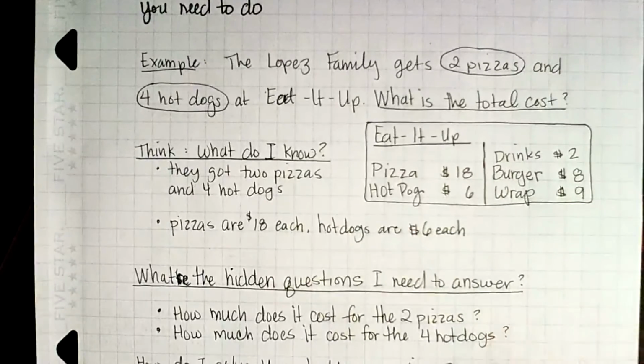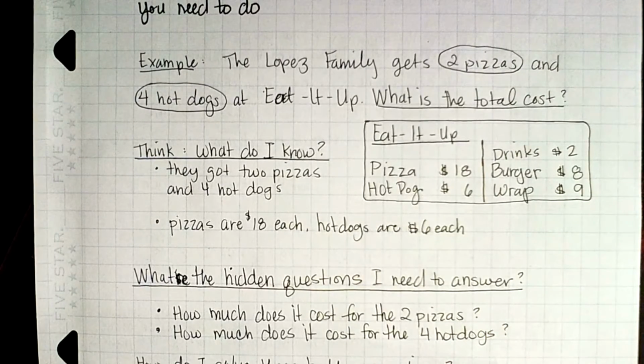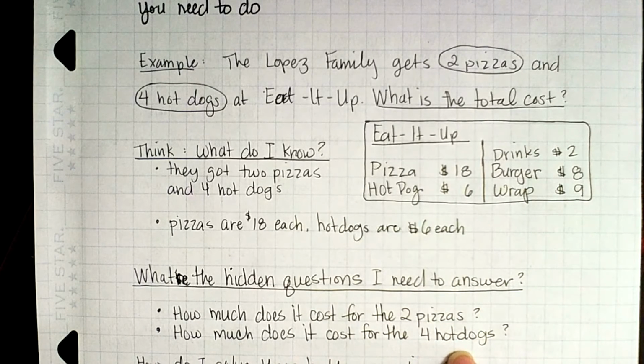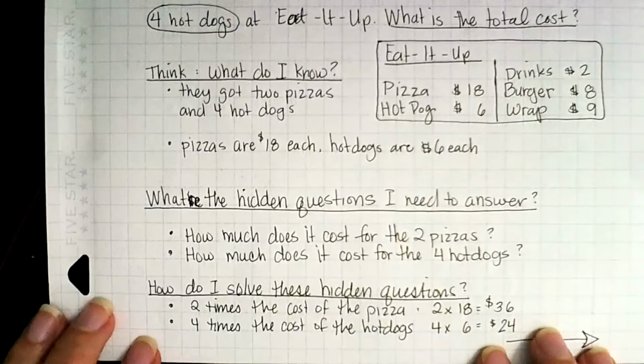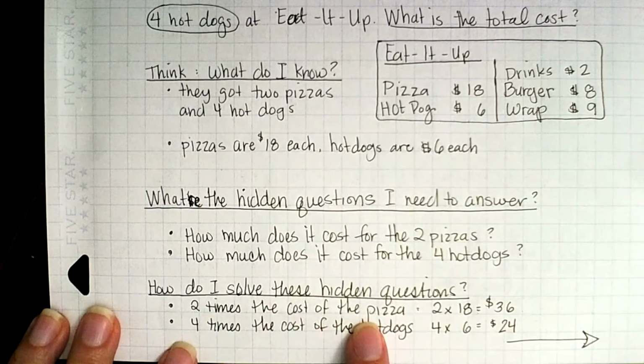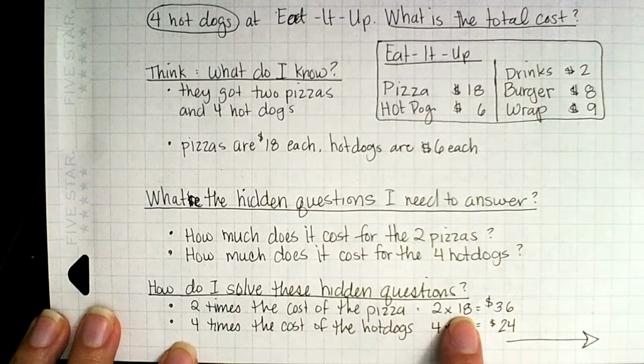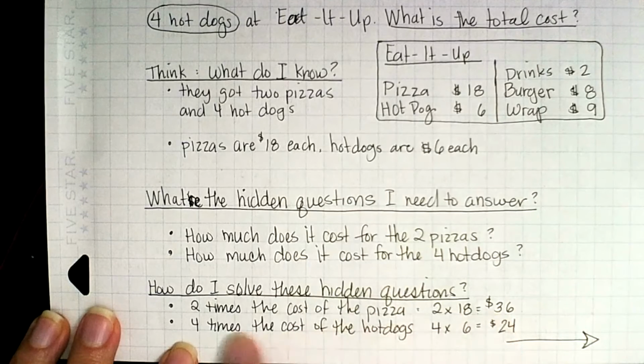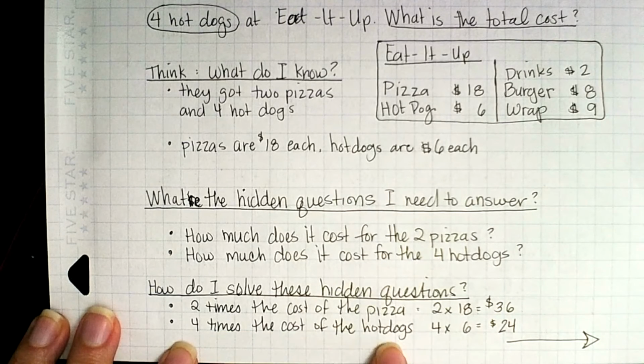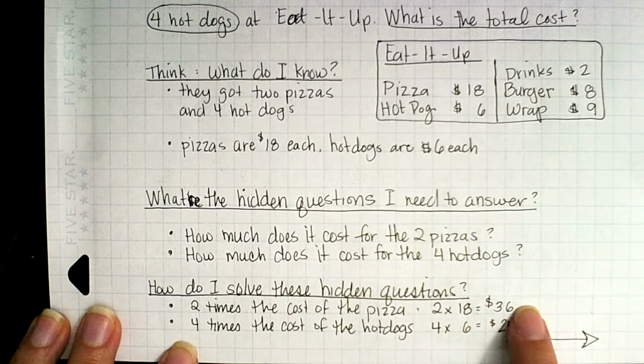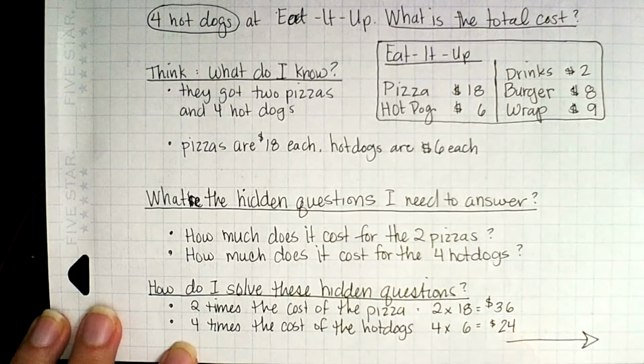Now I need to ask myself, what are the hidden questions that I need to answer? Well, I need to know how much it costs for 2 pizzas, and I need to know how much it costs for 4 hot dogs. Without knowing those things, I can't tell what the total cost is. So how do I solve? Well, I need to do 2 times the cost of the pizza to figure out the total pizza price. So 2 times 18, which gave me $36. And then I need to figure out 4 times the cost of the hot dogs. And 4 times 6 is equal to 24. So I know that they spent $36 on pizza and $24 on hot dogs.